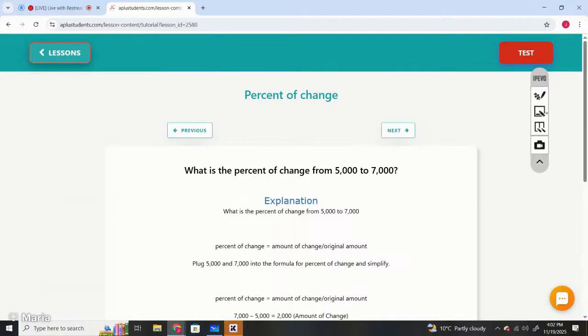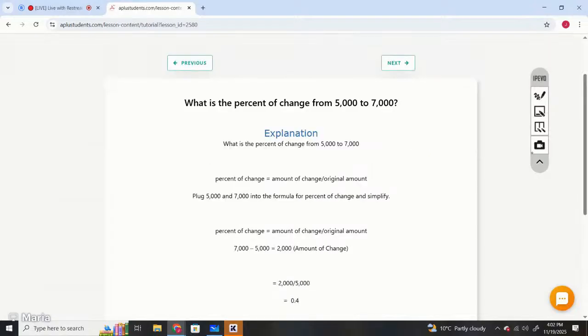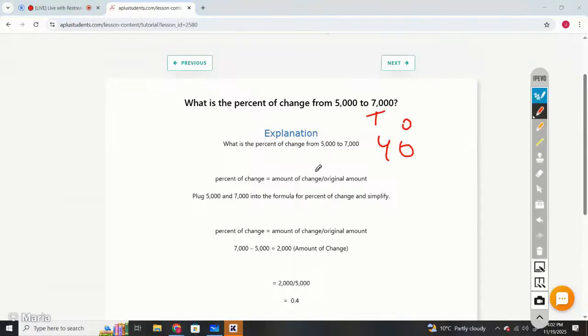So here I am. Let's just start with the example. What is the percent of change from 5,000 to 7,000? From 5,000 to 7,000, that is an increase, right? We need to calculate a percent of change that equals amount of change divided by the original amount. So first thing we need to calculate is amount of change, right? You have to subtract 7,000 minus 5,000. So 7,000 minus 5,000 is 2,000, right? And 2,000 divided by the original value, 5,000.